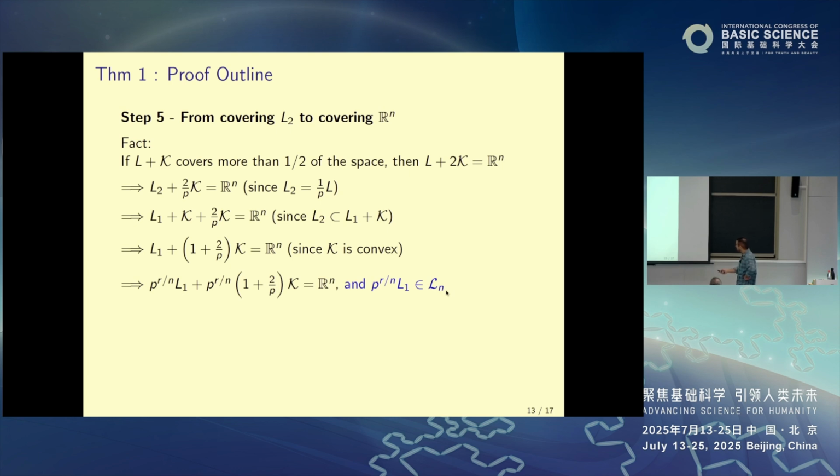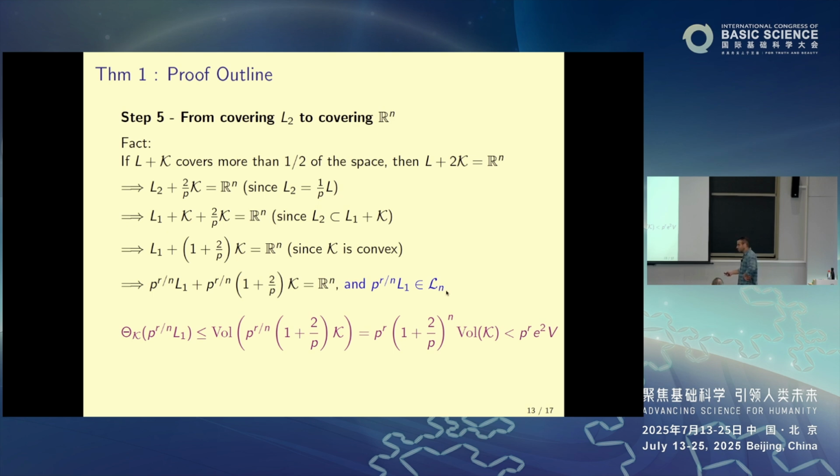And finally, I've mentioned that L1 has covolume that is too small, so I need to scale it up a little bit. So I multiply everything by p to the r over n. So now p to the r over n times L1 is a lattice that has unit covolume. So what I get is that this unit covolume lattice plus this dilate of K equals R^n, right? So my covering density is at most the volume of this dilate, which is p to the r times (1 plus 2 over p) to the n times the initial volume of K.